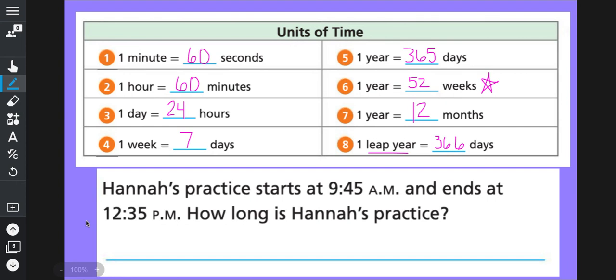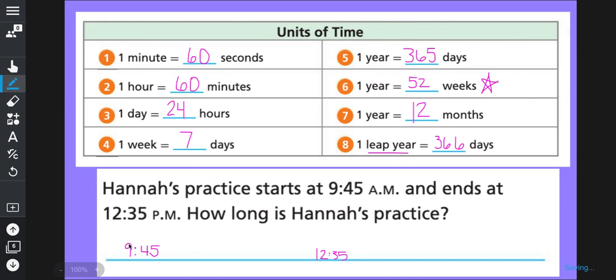All right, let's take a look at one of those elapsed time problems on the bottom here. Hannah's practice starts at 9:45 a.m. and ends at 12:35. So I'm going to write my start time here, 9:45. And we want to get to our end time, which is 12:35.